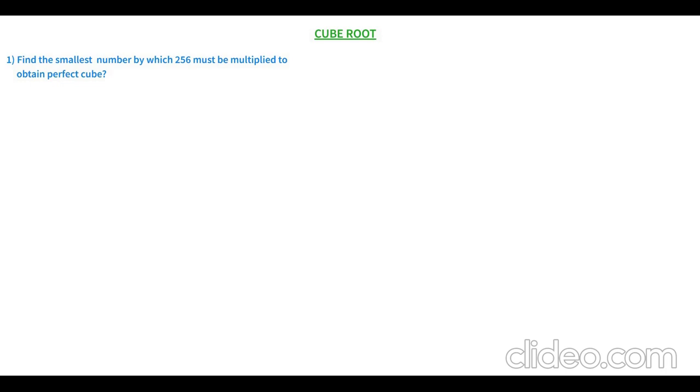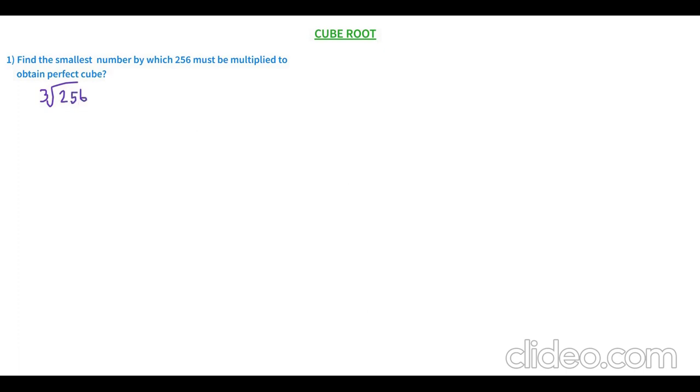In this video, we are going to learn a few word problems of cube root. I have already taught how to find the cube root of a particular number in my previous video. You can refer to that. So let's see the first example for today: find the smallest number by which 256 must be multiplied to obtain a perfect cube. So now we have to find out what the cube root of 256 is.